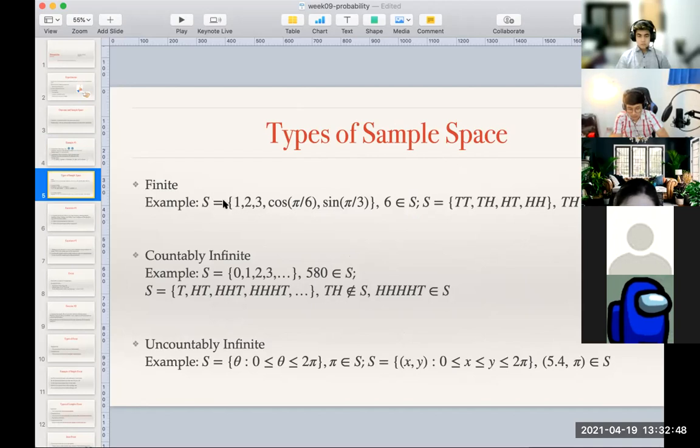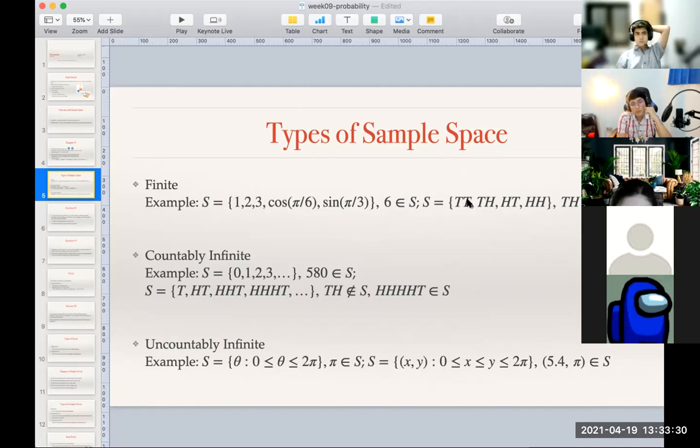For example, here I have a sample space like 1, 2, 3, cosine of pi divided by 6, or this is cos of 30 degrees, and then sine of pi divided by 3, sin of 60 degrees. And then let's say 6 is an element of S. So the symbol ∈ here means element. So 6, you can find inside this sample space. So the finite sample space is countable, measurable, it has a limit.